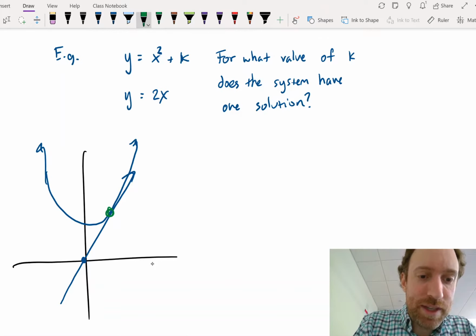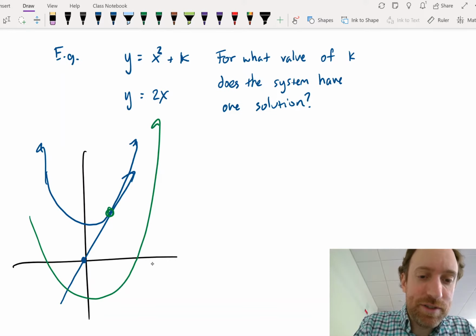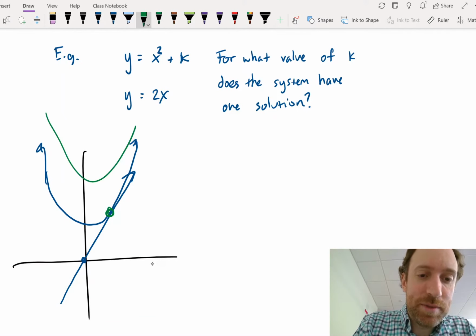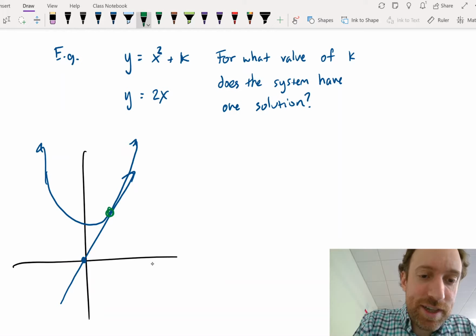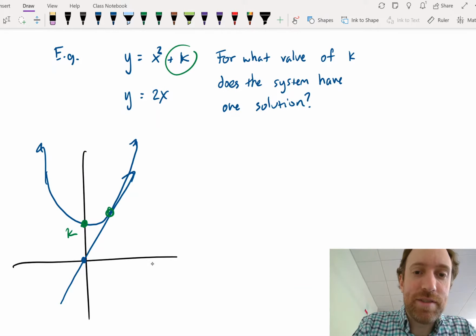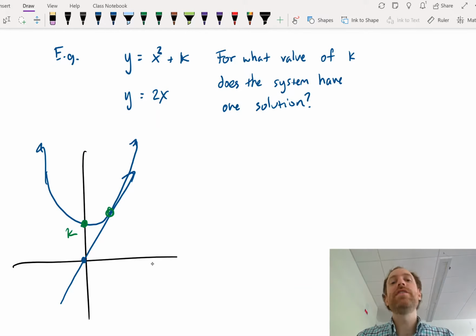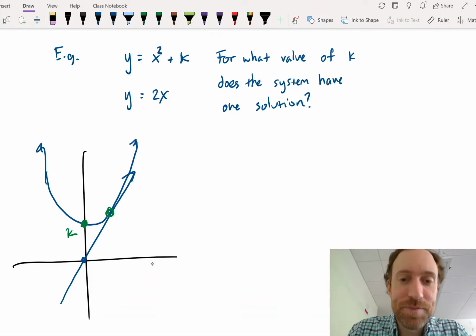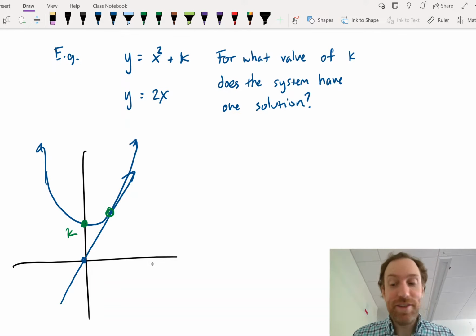Now, if your quadratic was lower down, there'd be two solutions, or higher up, and there'd be no solutions. There's some exact value of k, being, of course, this y-intercept right here, that causes this system to have exactly one solution. What is it? Well, if you're feeling brave, pause the video and try to find it.